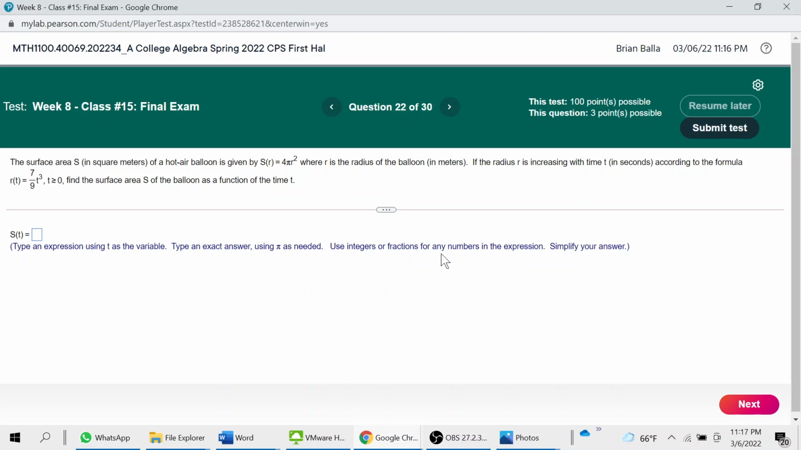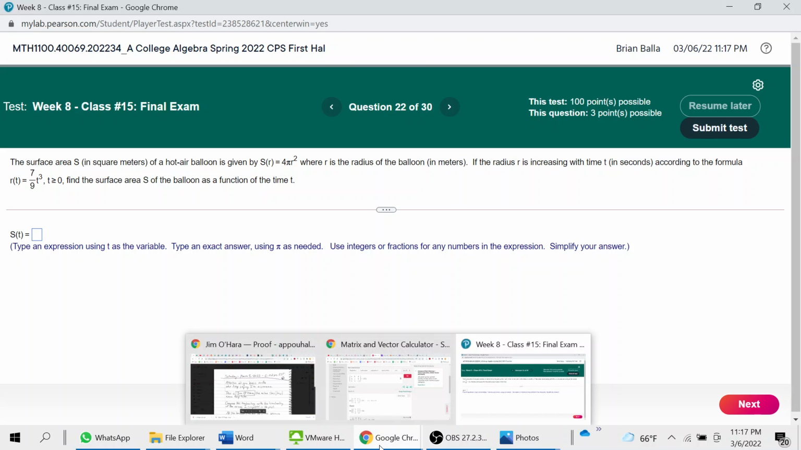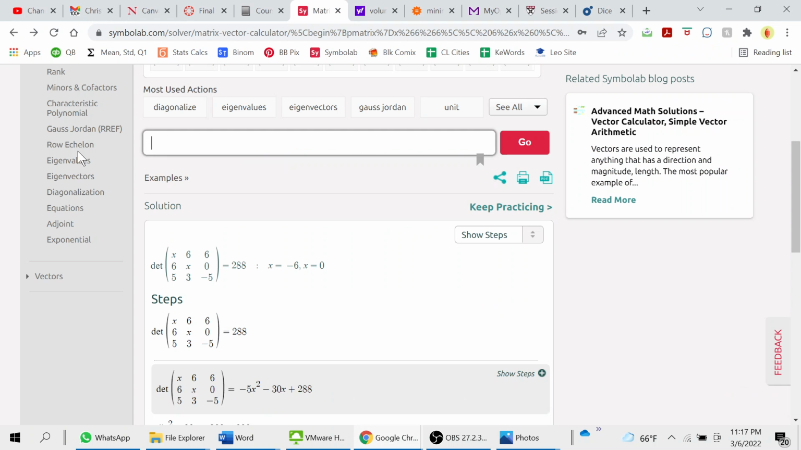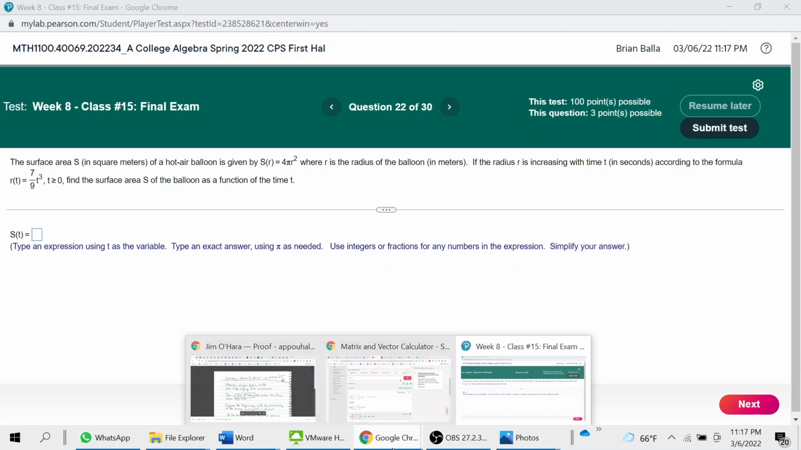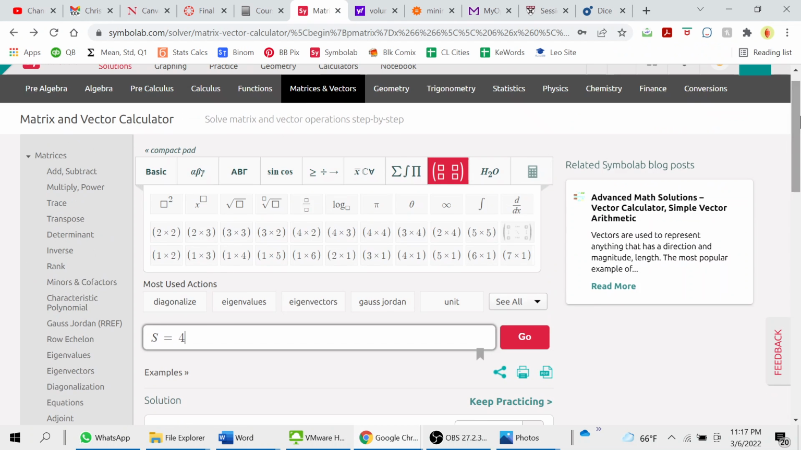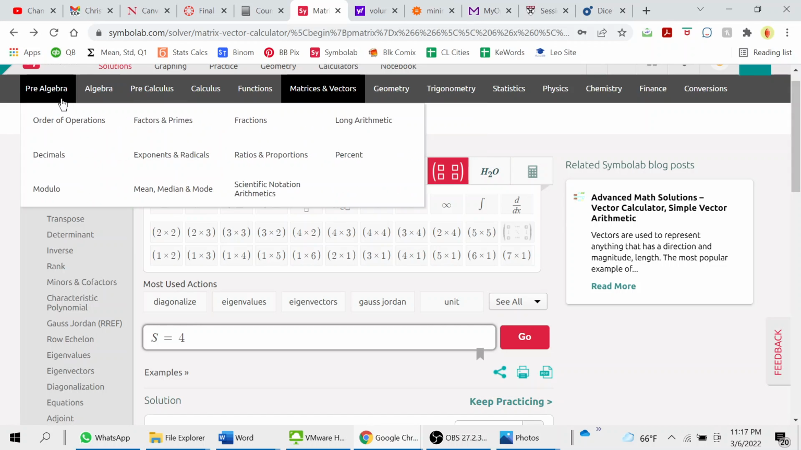Surface area, however long, is given by this formula. Radius is increasing with time according to the formula. Find the surface area as a function of time t. Radius is increasing. Okay, so basically S equals 4 pi, okay, wait, let's go back to algebra.